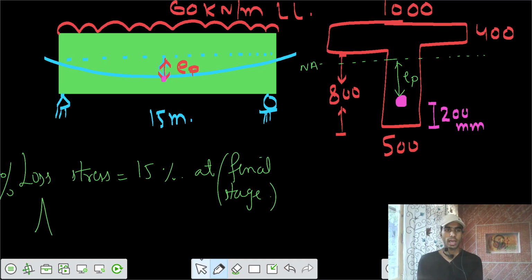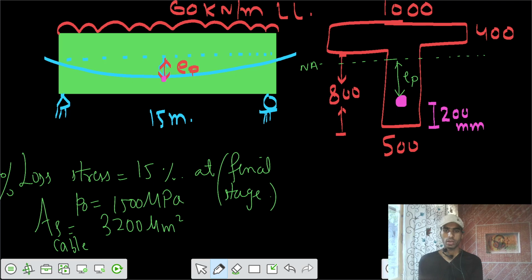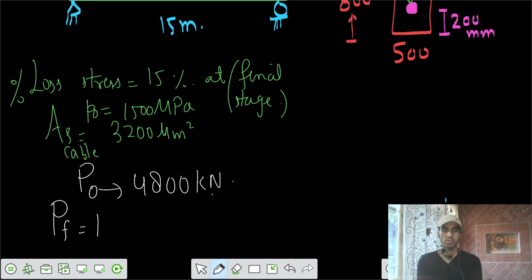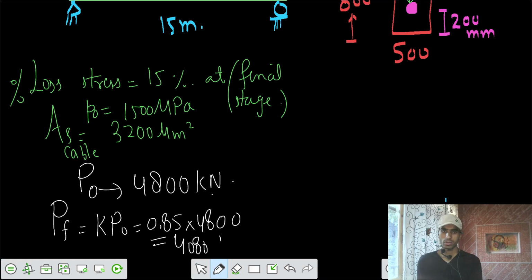And we have the cable. Area of the cable is 3200 millimeter square, and the initial stress in the cables, P0, was 1500 megapascal. So your initial pre-stress force would be 32 into 15, that is 48. Your initial pre-stress force would be 4800 kilonewton, and the final force, P final, would be K times P0. So 0.85 times 4800, that's 4080 kilonewton. So we calculated this part.